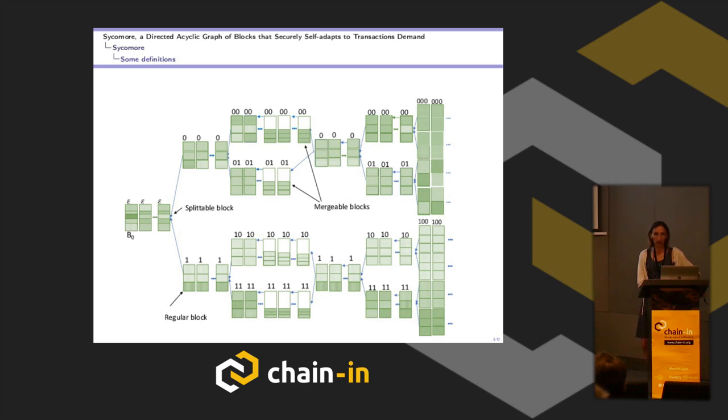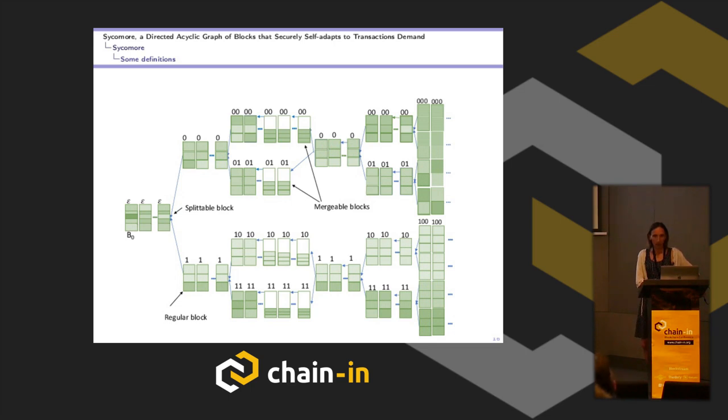A sibling chain is just a chain which carries the same label as this one, except for the last digit. And both mergeable blocks will give rise to a merge chain, whose label will be inherited from the longest prefix among both labels. And this is exactly what we want to build. This is our DAG ledger.